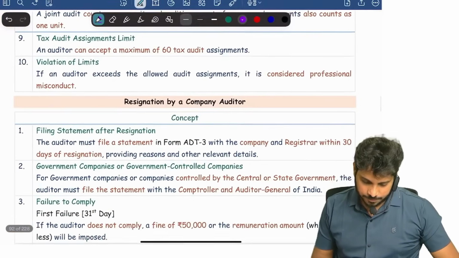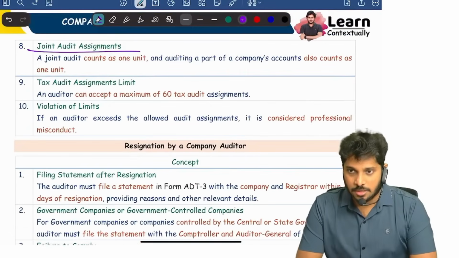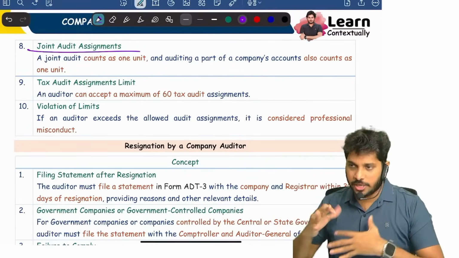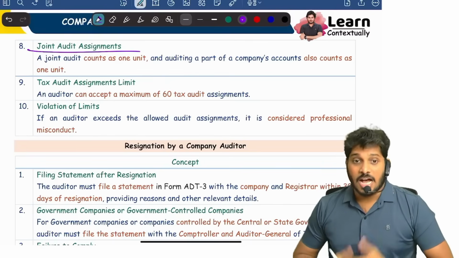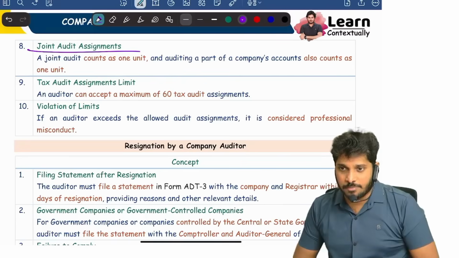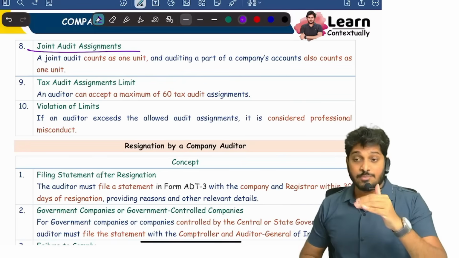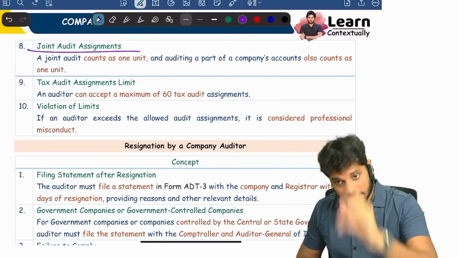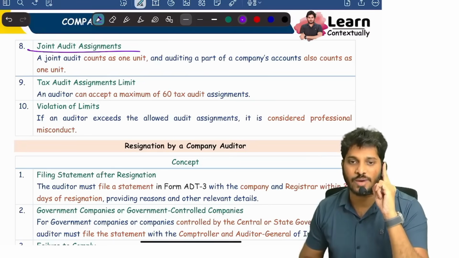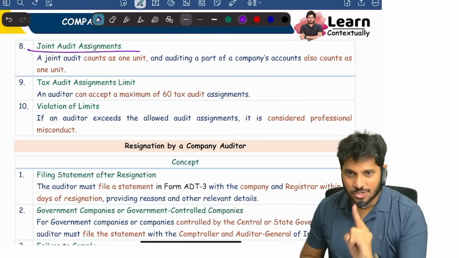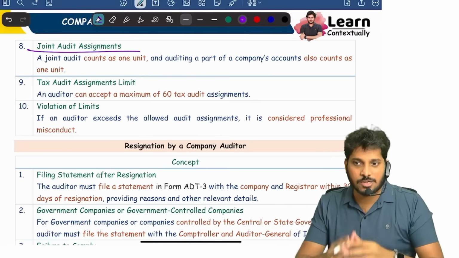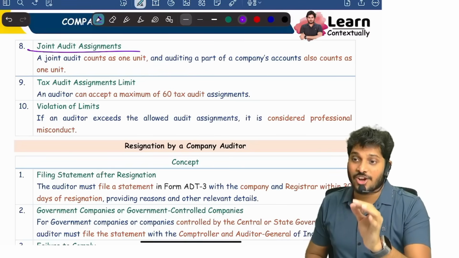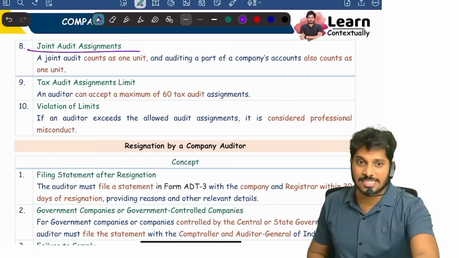Okay, next. Now, joint audit. For example, me and another auditor, together we are doing audit of the same company. For me it is 1, for him also it is 1. I am doing audit of only one branch of the company. It is counted as 1. If I am doing audit of 10 branches of the same company, still it is counted as one company only. Whether it is 100 branches or 1000 branches, it doesn't matter, it's a single company. How many corporate identification numbers you're auditing, that's it.